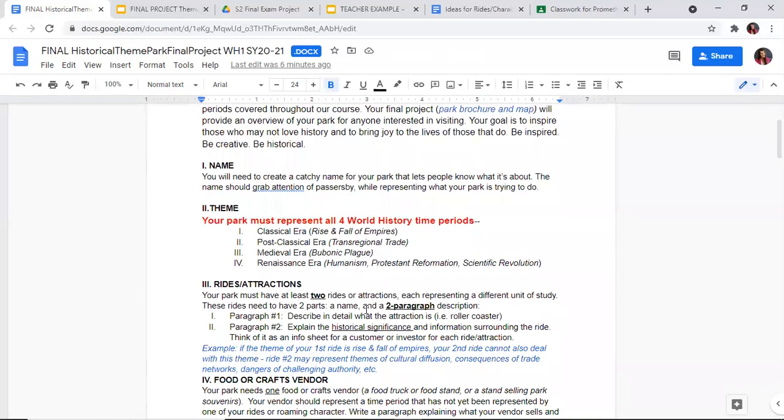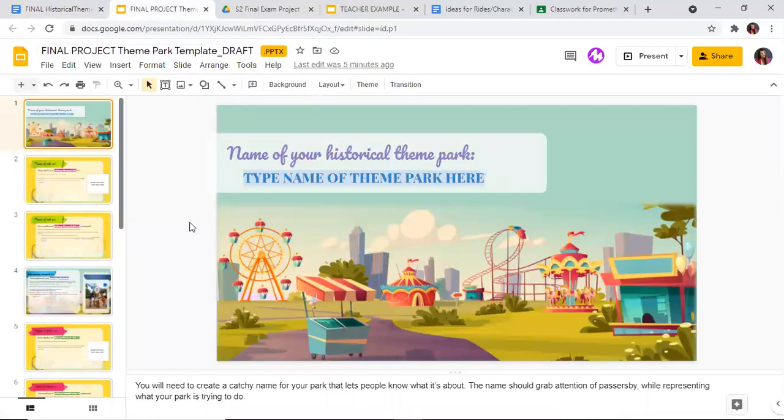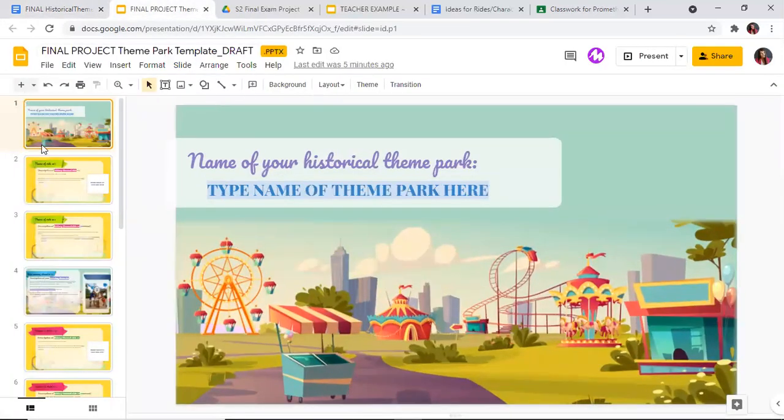So the first thing you're going to do is create a catchy name for your park that lets people know what it's about. The name should grab the attention of passersby while representing what your park is trying to do. Let's pause for a moment and look over at the park brochure template that you're going to receive after completing this introductory Edpuzzle. I have put together for you an outline of a park brochure that you will edit the placeholders, add pictures to, and make it your own.